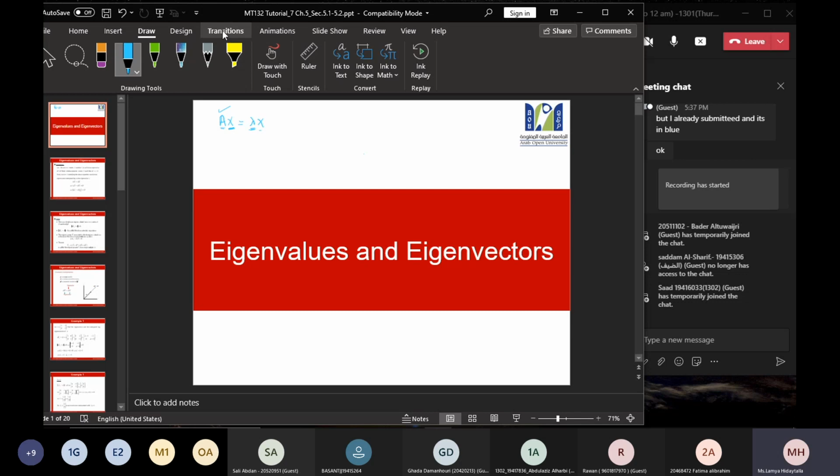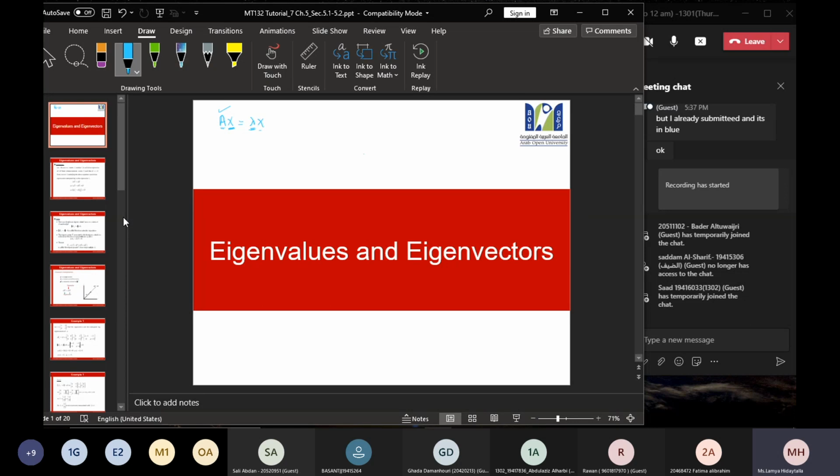Again, if we have a square matrix, that is an n by n matrix, 2 by 2, 3 by 3, 4 by 4, whatever, and there exists a vector x such that when you multiply A times x it is equal to a real number times this vector x, this real number, which we represent by lambda, is the eigenvalue of this matrix, and x is the corresponding eigenvector. Clear?